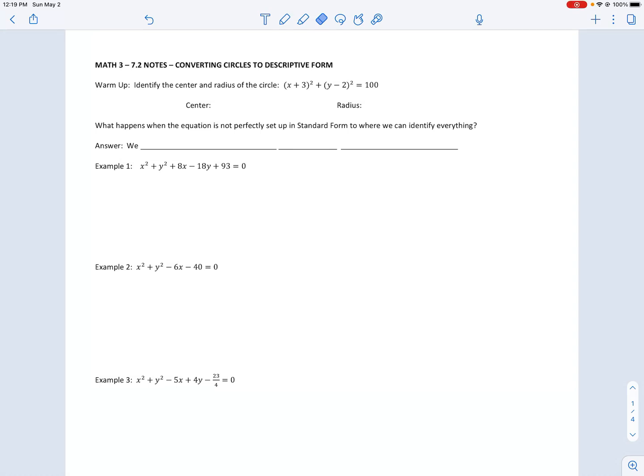Hello. Today we are covering converting circles into descriptive form. So just a little quick warm-up, kind of review from 7.1. Identify the center and radius of the circle.